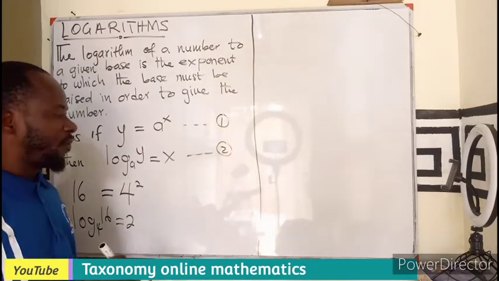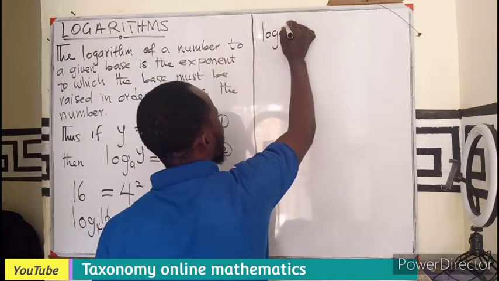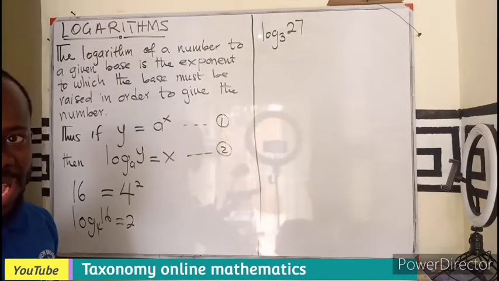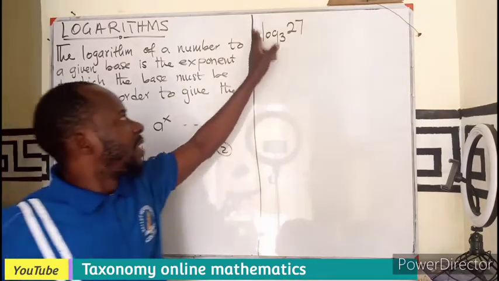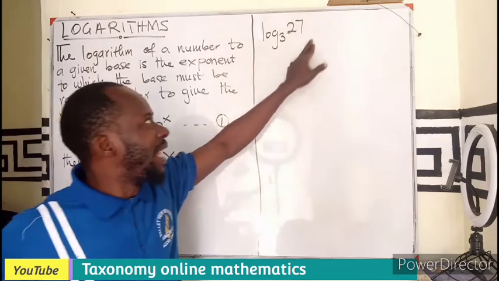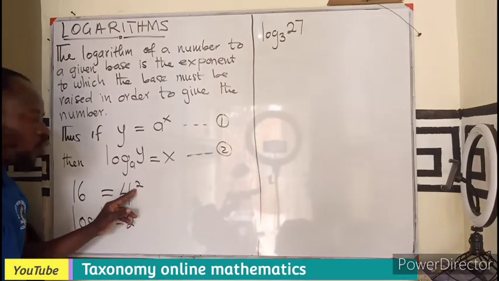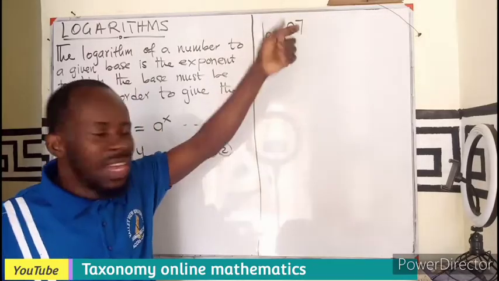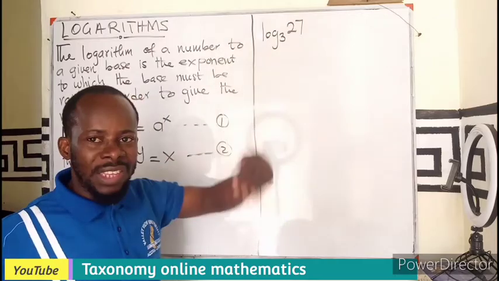So if, for example, I'm giving this to find, per the understanding from here, this is log 27 to the base 3. We need the answer. We need this 2, or better still, this exponent to which the base must be raised in order to give us 27. We need that exponent to which 3 must be raised.